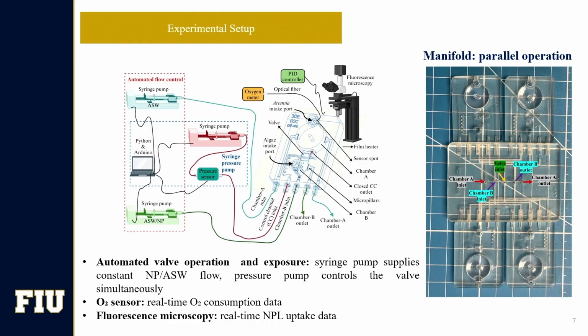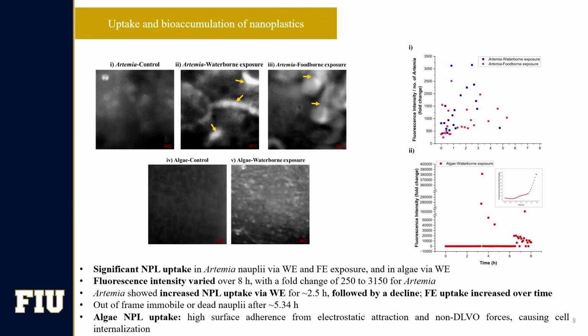And we could also run multiple experiments in parallel to help us get statistical data. And here are some pictures of the accumulation of the nanoplastics. The first one is the Artemia control.